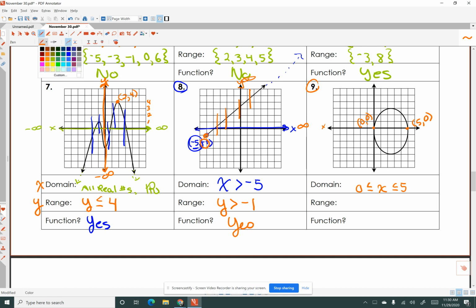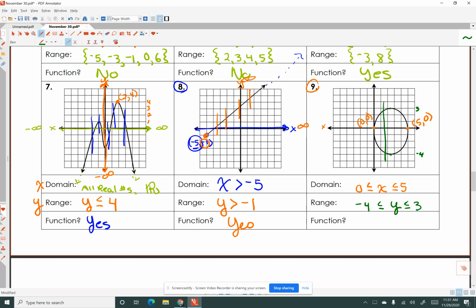Now, for the range, we have a point at -1, -2, -3, -4, up to the highest point, which is 3. So we will say -4 is less than or equal to, remember, we're talking about the range, the y values, and y is less than or equal to 3.